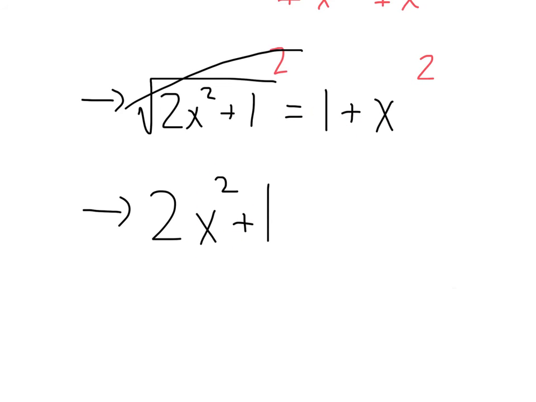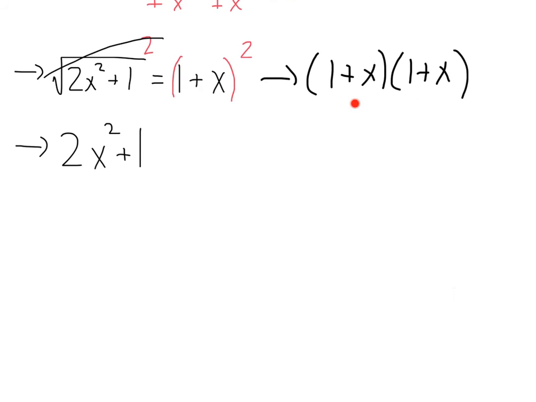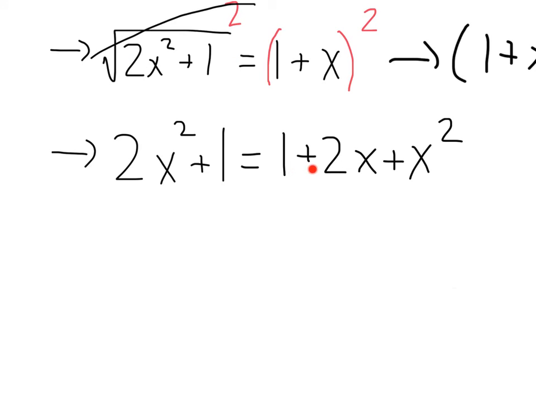But what I want you to notice here is something interesting is going to happen. We have to square this entire side. That's going to be 1 plus x squared. In other words, 1 plus x times 1 plus x. If we distribute all of that out, we're going to get equals 1 plus 2x plus x squared.